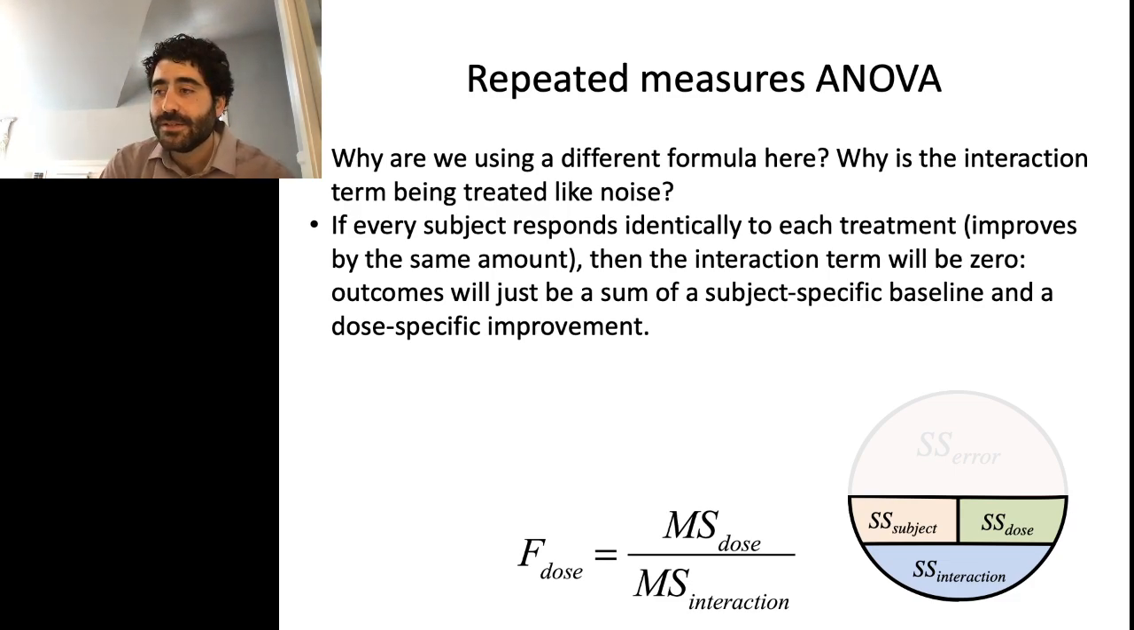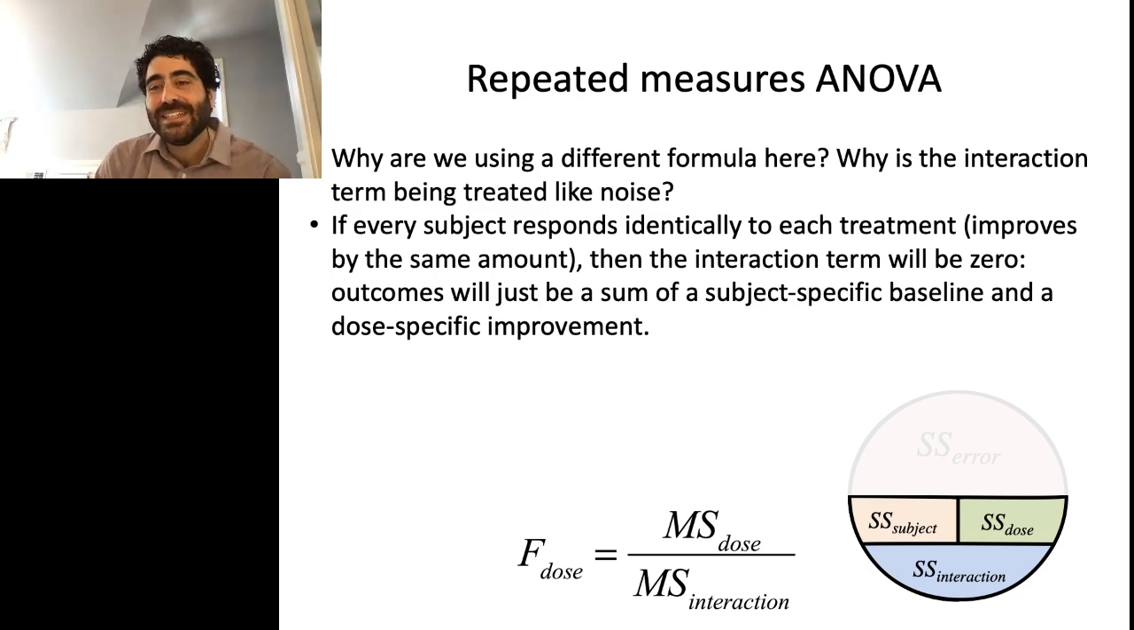And so basically what we're testing here is we're asking, to what extent is there a main effect of the dose, meaning that there's some additive effect of the dose that's consistent across everyone, versus an interaction term, which means that every subject is responding differently to this drug. And that's a bad thing for this model, right?